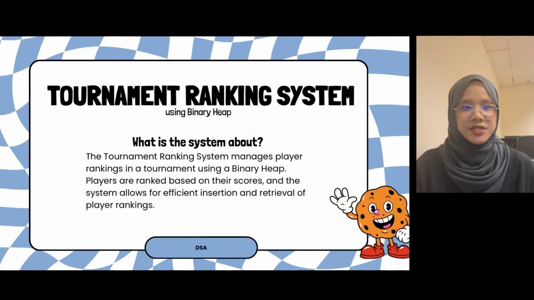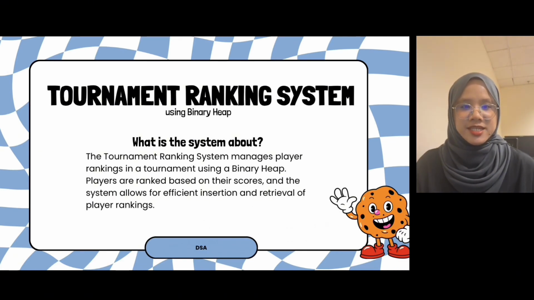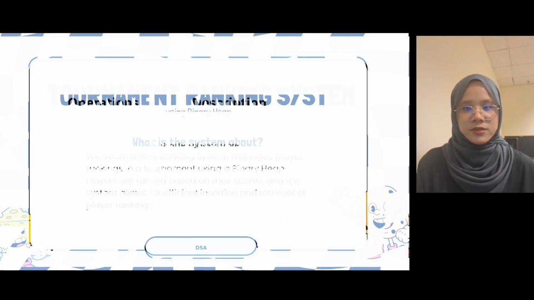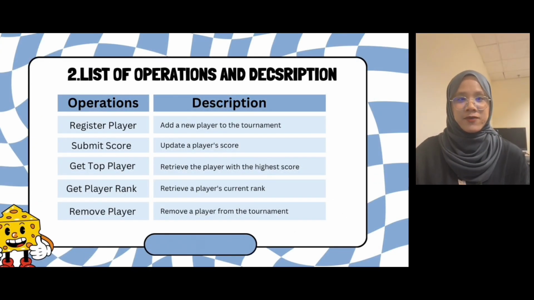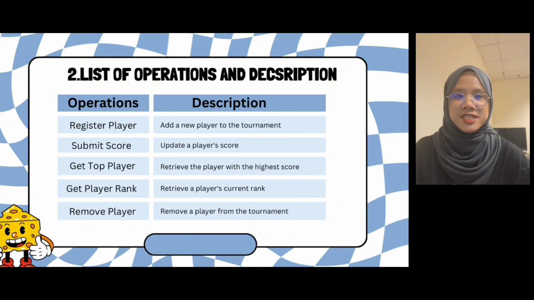The heap structure ensures that the highest scoring player is always at the top, allowing us to efficiently identify and update rankings as scores change. By leveraging this approach, the system maintains order and stability even as players join, leave, or update their scores. Next, I will explain the key features of our binary heap-based tournament ranking system and how these operations work to manage player rankings efficiently. The first feature is register player.